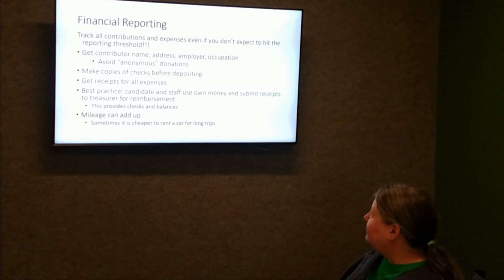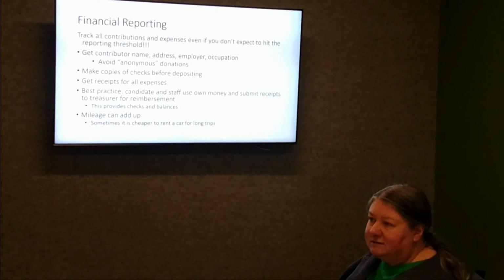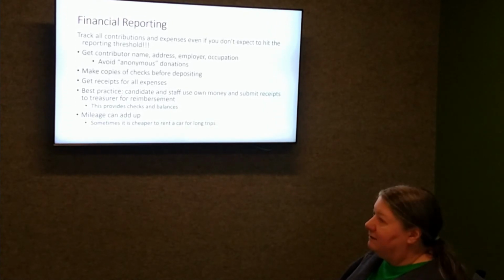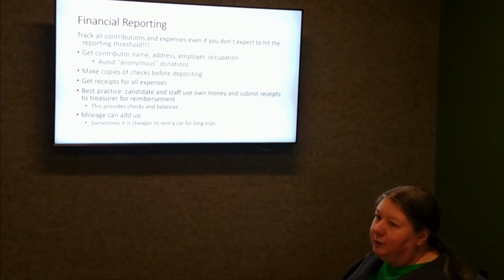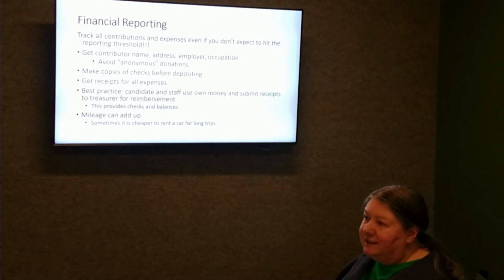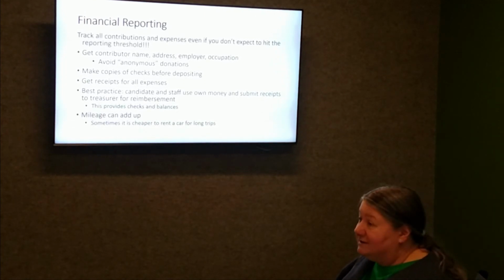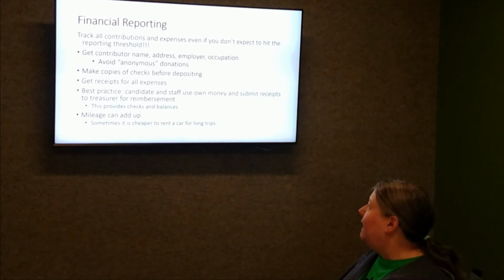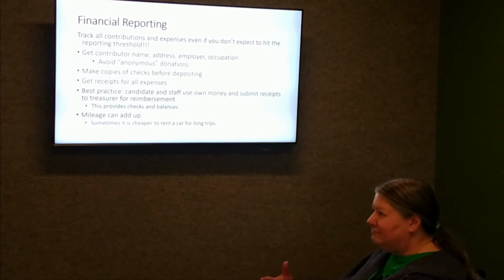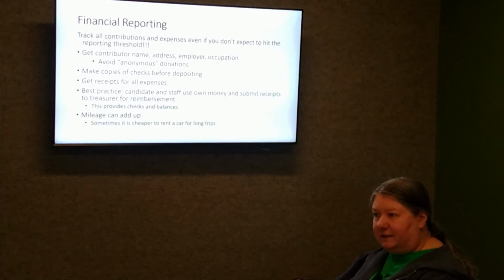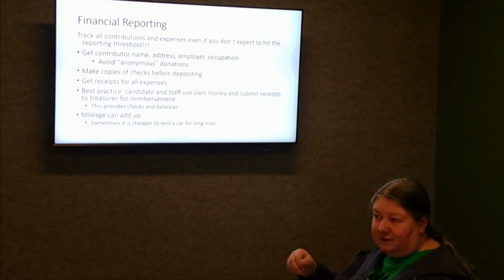Okay, so financial reporting. Once you're filed, once you're a candidate and you start doing candidate things, there are laws concerning financial reporting. You must get the contributor's name, address, employer, and occupation. Try to avoid anonymous donations. It's going to happen. You're going to go to an event and pass the hat, but there are limits as to how much you can collect anonymously, so just try to avoid it. If you have pieces of paper with the fields already printed, they can just fill in the blanks: name, address, employer, occupation. That saves you the trouble, and put the amount on there too.